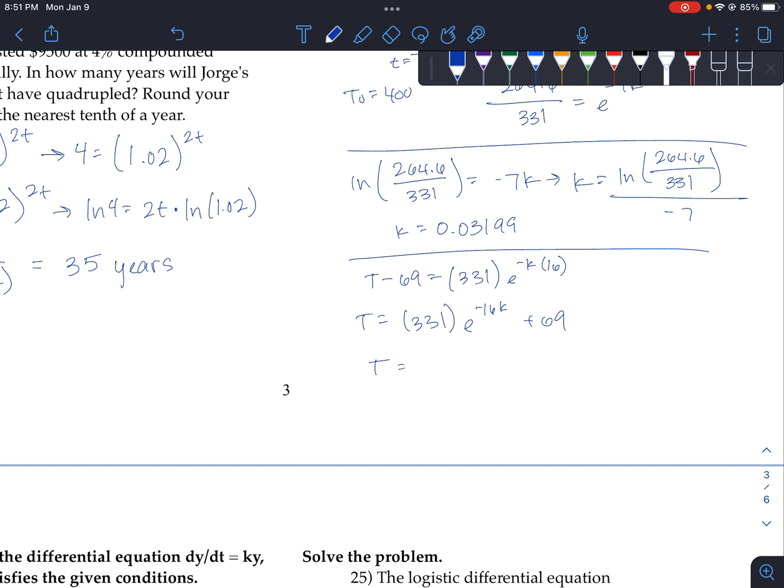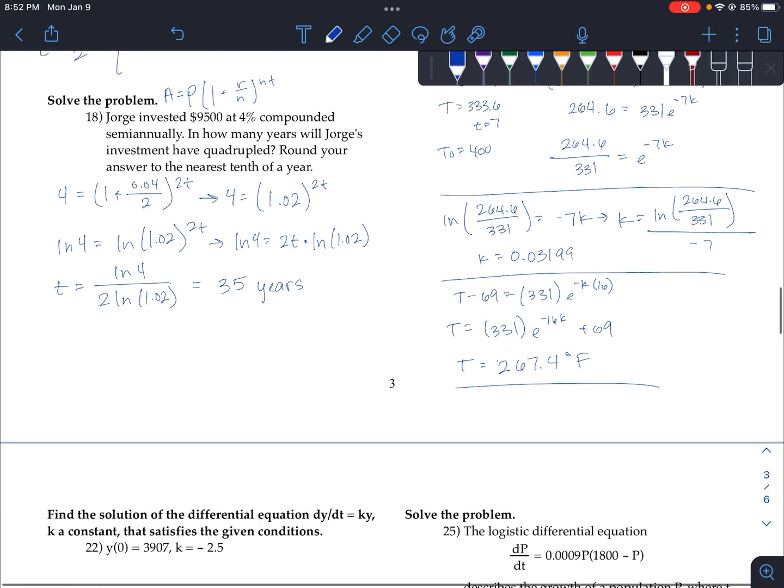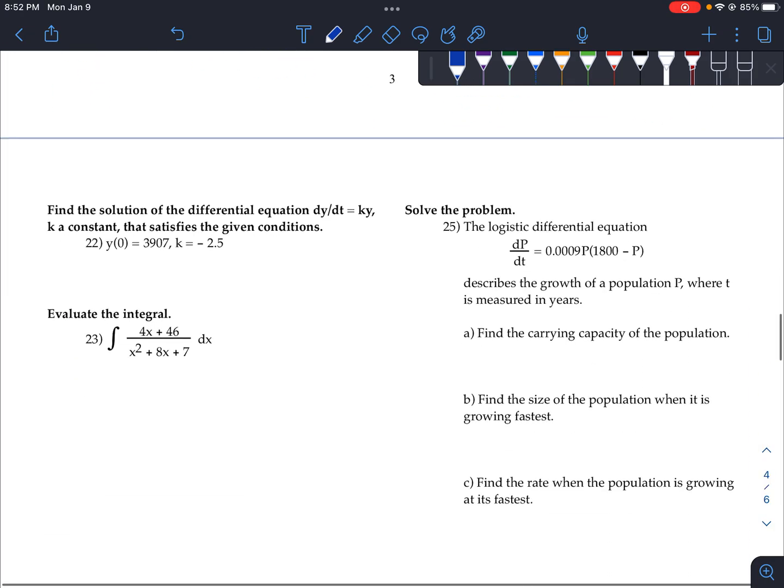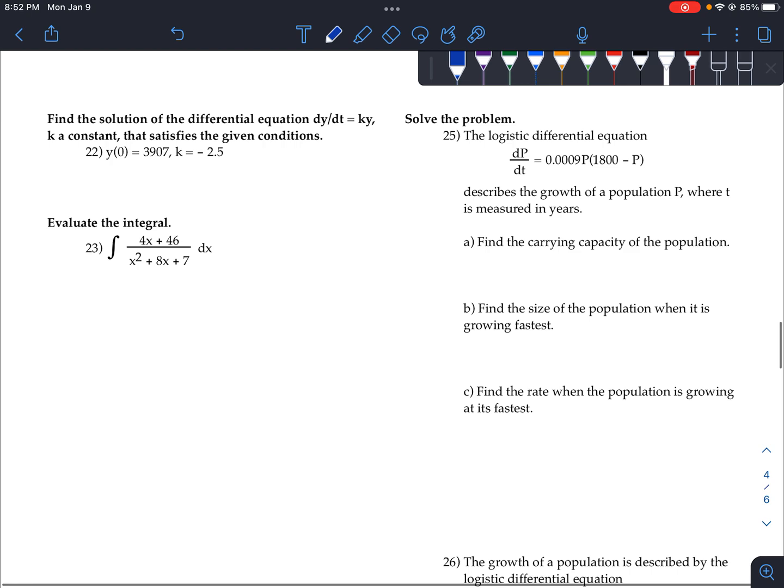Okay, and if you do that, I'm just keeping the calculator constant. Okay, so that's 267.4 degrees Fahrenheit. That should work. Okay. Alright.